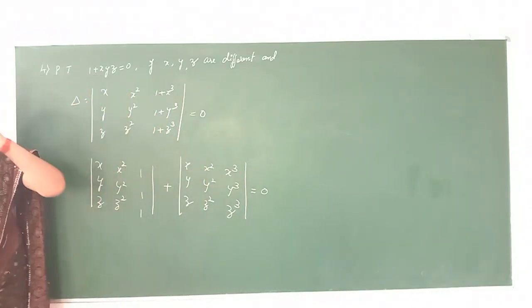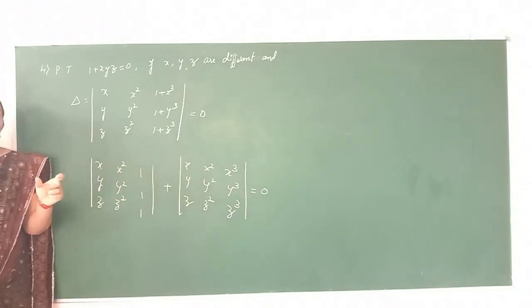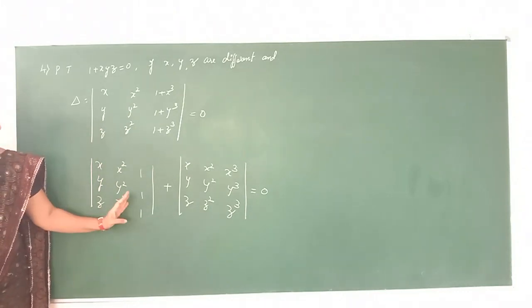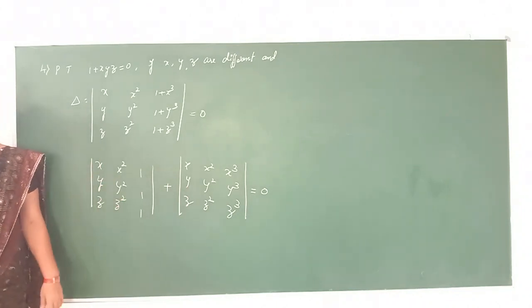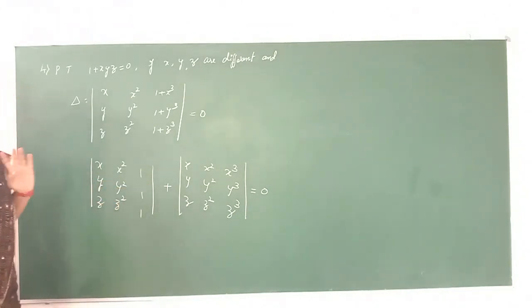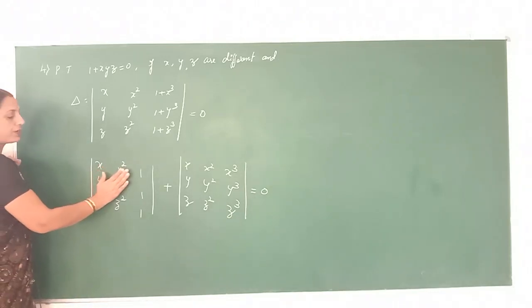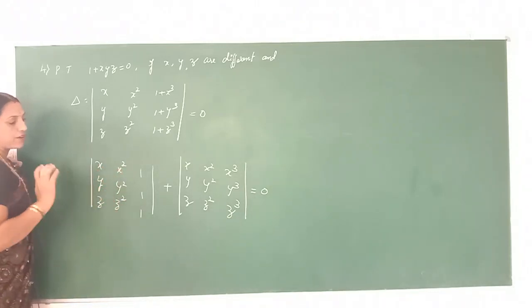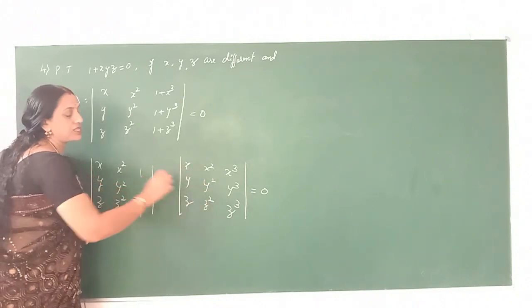It means if all the elements of any row or any column is a sum of two terms, then the expression can be written as a sum of two determinants. So after that, the determinants can be simplified. First, the first determinant can be continued in the same form, and we only simplify the second determinant.